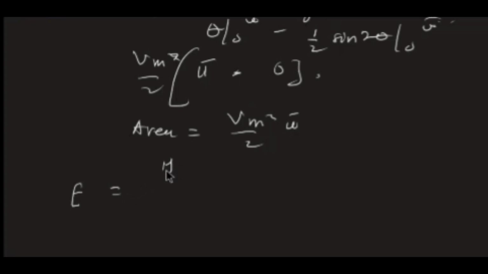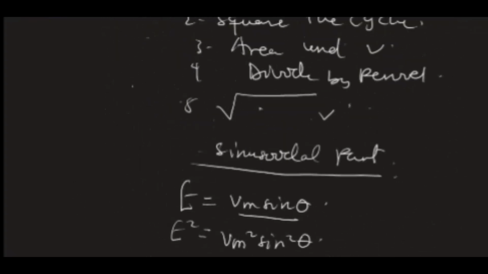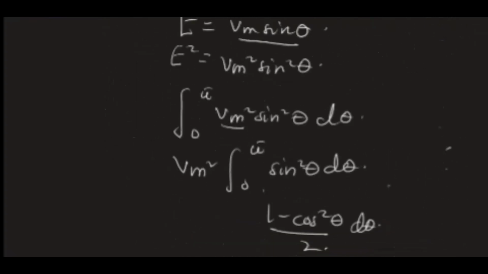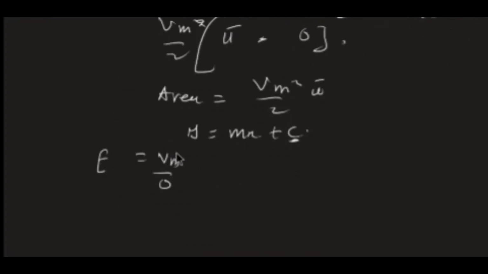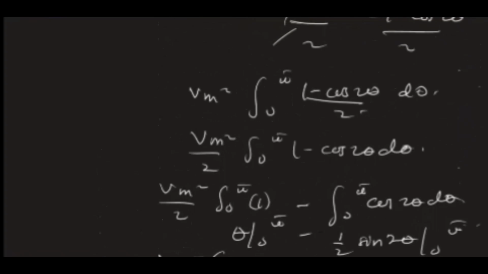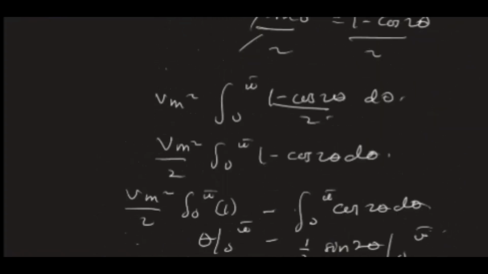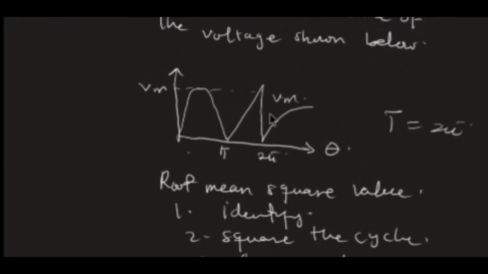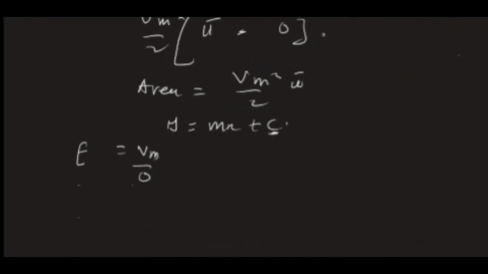So let me show you from the line equation: y equals mx plus c. But here c will still be 0 because it is touching the x-axis. Now I'm going to have my y the same as the E. My m is the gradient, which is Vm over theta. I have my Vm here, and the distance from here to here is pi, so the gradient is Vm on pi.